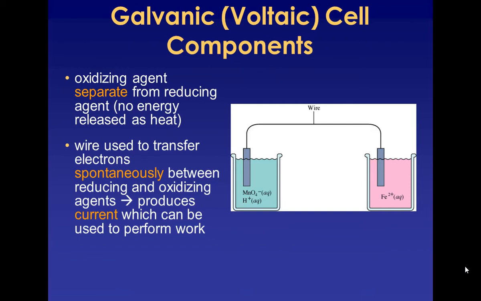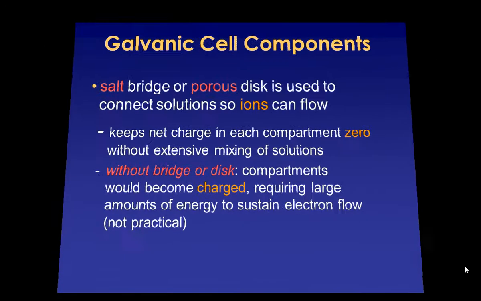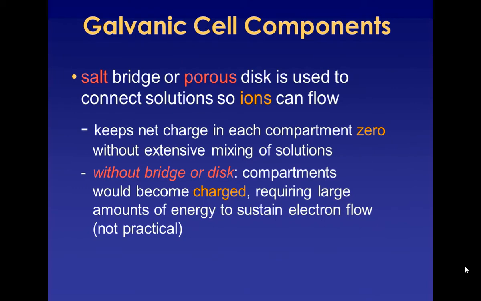So, in a galvanic cell, you will have your oxidizing agent separate from your reducing agent. They'll be their own components. You will have some sort of salt bridge or porous disk that allows ions to move between the two sides. Those ions are not what are in the galvanic cell components to begin with. They are ions that will not react with either the anode or the cathode, something like sodium nitrate.